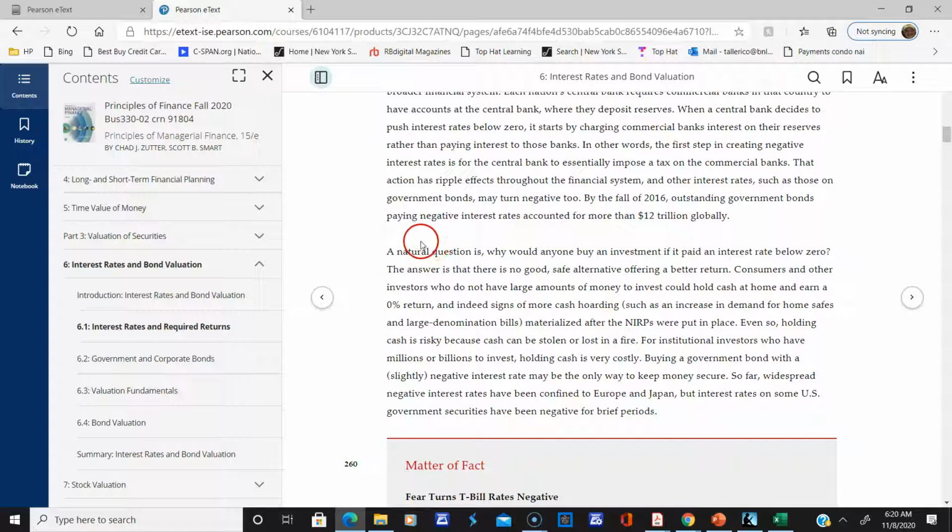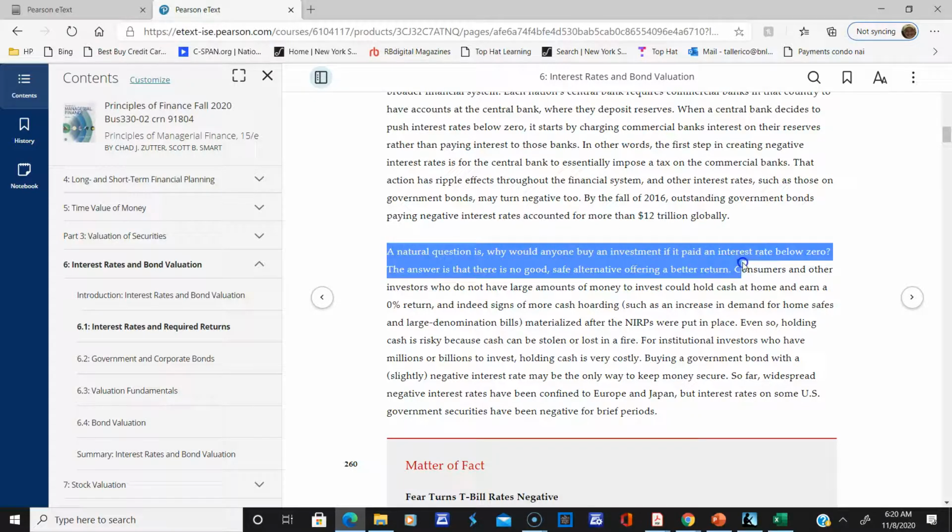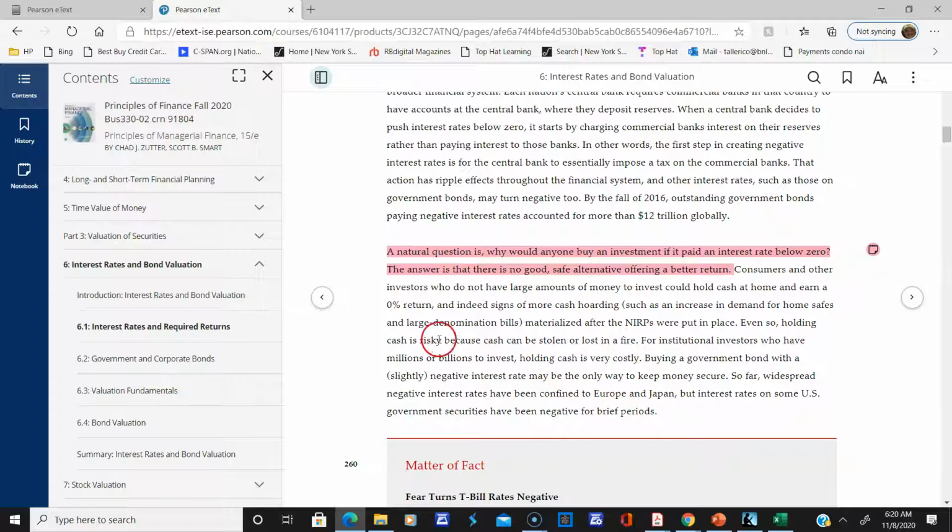So the question that would come up then, as I mentioned, is why would anyone buy an investment if it paid an interest rate below zero? The answer is that there is no good, safe alternative offering a better return. And you could kind of see what I'm saying here. You probably want to avoid equities because the market is dropping in equities. Consumers and other investors who do not have large amounts of money to invest could hold cash at home and earn a zero return. And indeed, signs of more cash hoarding materialized after the NIRPs were put in place. Even so, holding cash is risky because cash can be stolen or lost in a fire.